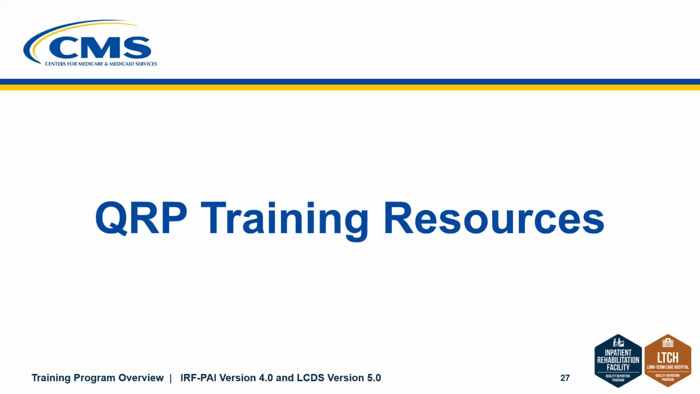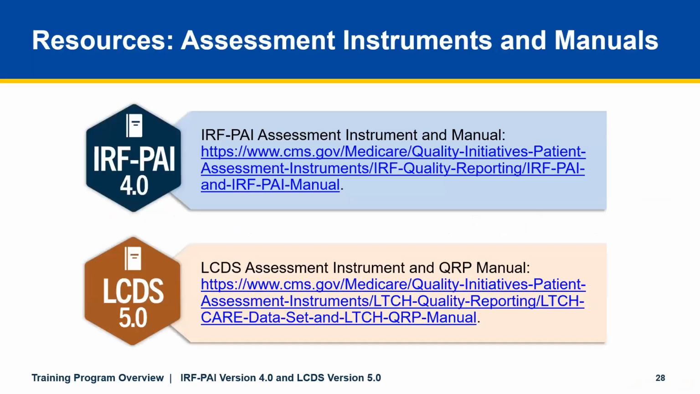Now let's take a moment to briefly review the Quality Reporting Program, or QRP, training resources that are available to you. The IRF and LTCH virtual training program is based on your new guidance, so either the IRF-PAI 4.0 or the LCDS 5.0 assessment instruments and manuals. Resources for both settings are available by selecting the links on this slide. As noted earlier, we have also provided a resource document for both IRF and LTCH that is available for download from the event platform, containing additional helpful resource links for providers.